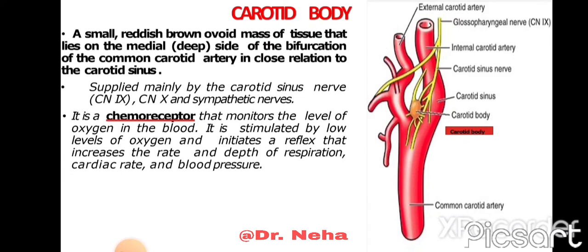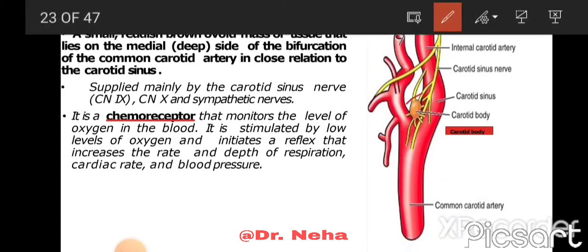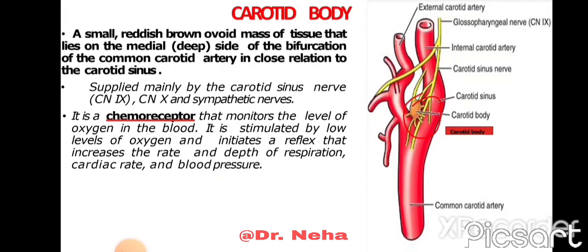Next is the carotid body. It is a small reddish brown ovoid mass of tissue that lies on the medial side of the bifurcation of the common carotid artery, in close relation with the carotid sinus. In the diagram we can see the carotid body. It is supplied by the glossopharyngeal nerve, vagus nerve, and the sympathetic nerves. It is also a chemoreceptor that monitors the level of oxygen in the blood. It is stimulated by a low level of oxygen and initiates a reflex that increases the rate and depth of respiration, cardiac rate, and blood pressure.